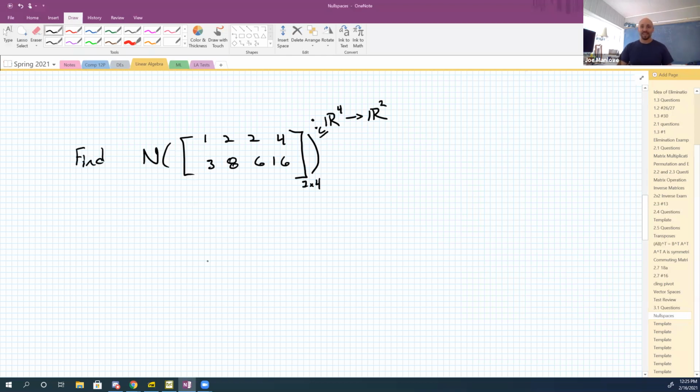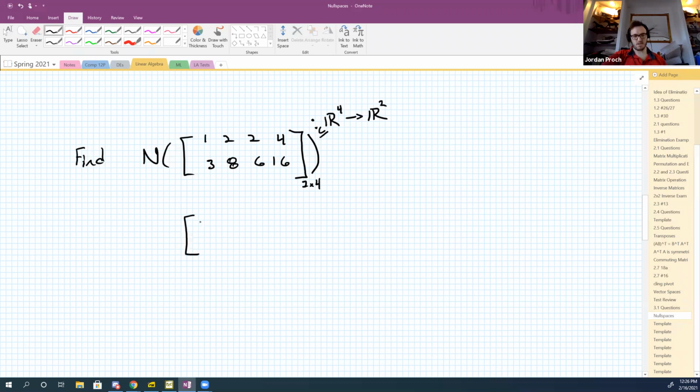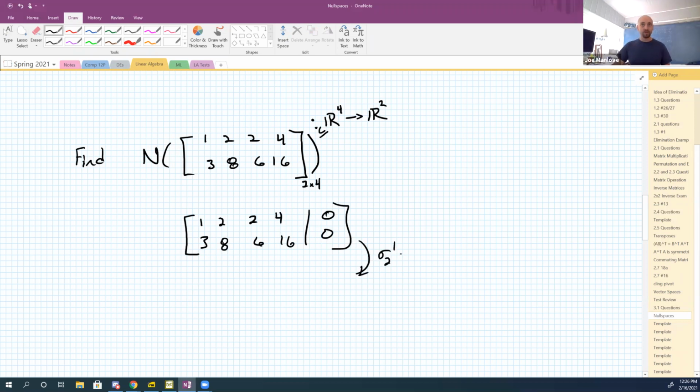Okay, next thing. What do I do? What's the null space? So I augmented this matrix, let's call it A, by 0, 0. Then I did the new row 2, and then I started row reducing. I said the new row 2 is equal to the old row 2 minus 3 times row 1. So row 2's new version is row 2 minus 3 row 1.